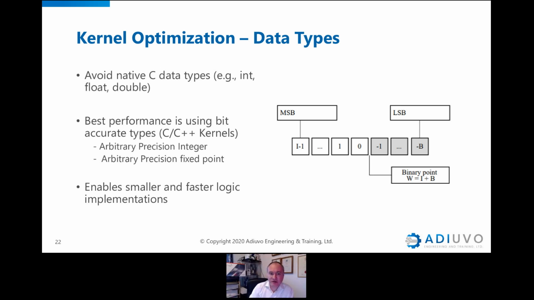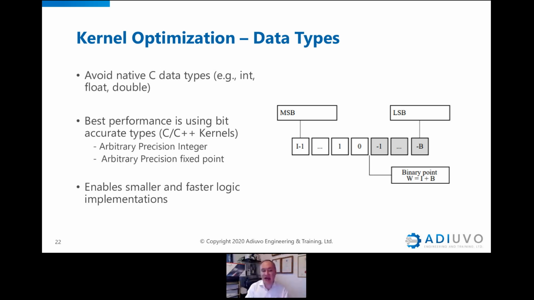Now, one of the first things that we want to do, if we're working with C or C++, is avoid native data types such as ints, floats, and doubles. The reason is that they're going to synthesize, when we go into the hardware, as quite large logical structures. That might not be the most efficient implementation for what you're trying to implement in your hardware. So it's going to hit you in terms of utilization, but also in terms of the performance that can be achieved.